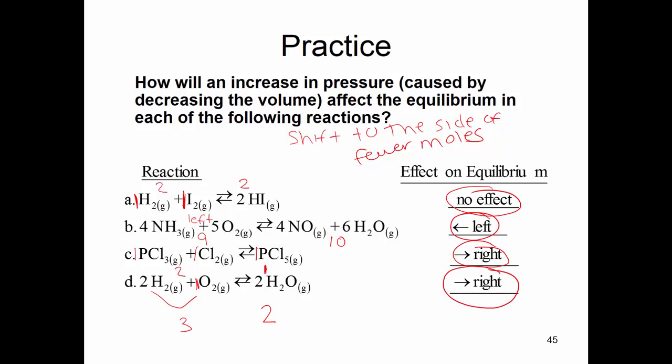Okay, if this practice problem had said decrease, then we would get the exact opposite of these answers, because then we would shift to the side of the more moles. So if you look here at B, if it had said decrease pressure, we would have shifted to the right, because we shift to the side of the more moles. All right, I hope this practice helps, and I'll see you soon.